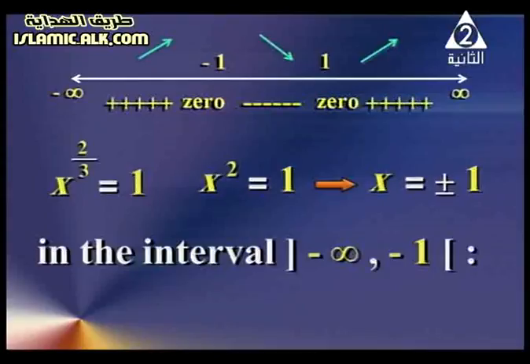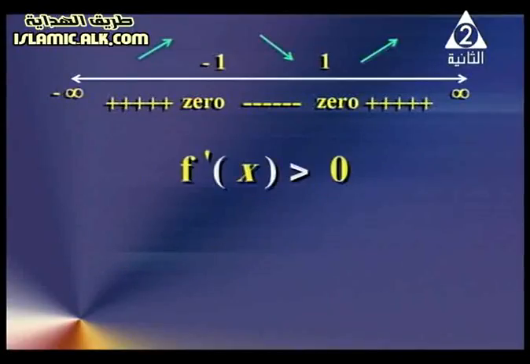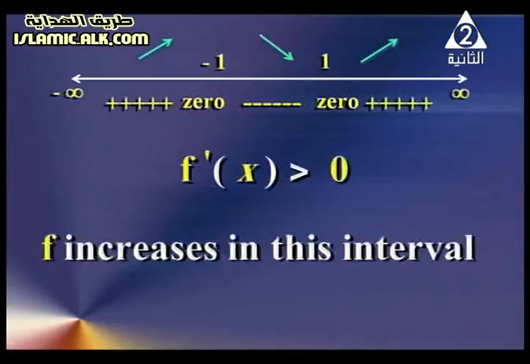Look, dear student, in the first interval from negative infinity to negative 1, we take x belonging to this interval and substitute this point to find f dash x. What do we deduce? F dash x in this case is more than 0, then the function increases in this interval.